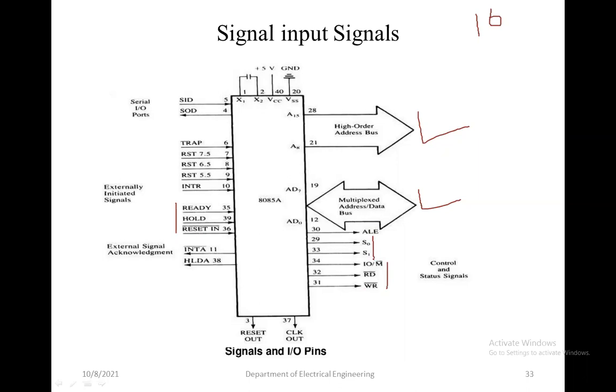You have to read either memory read or input output read, which is given by these signals. This is the ALE for the address latch. And for serial communication we have to use the serial input and output pins. So this is the working of all the pins in the 8085.